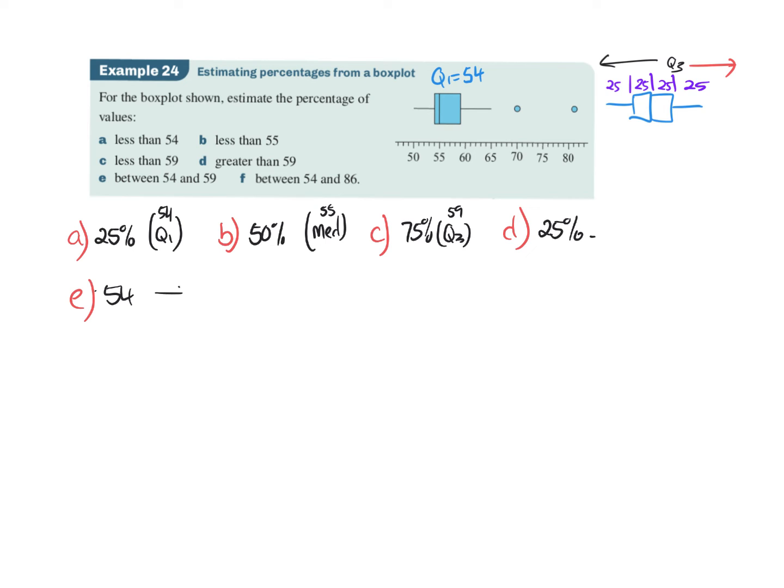And E, we have between 54 and 59. So between these two, where 54 was Q1 and 59 is Q3, how much is between that? Yep, 50% is that E answer. And then the last one, F, what about between 54 and 86? Yeah, it's going to be, because 86 is the last one, so this one's going to be 75.